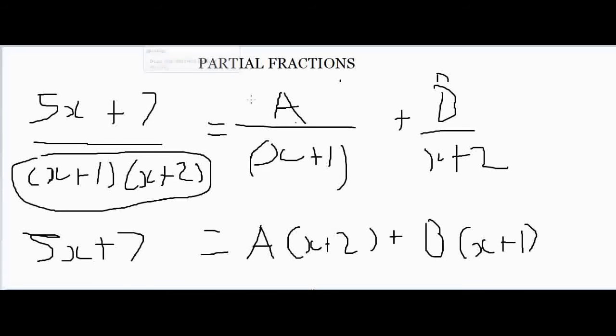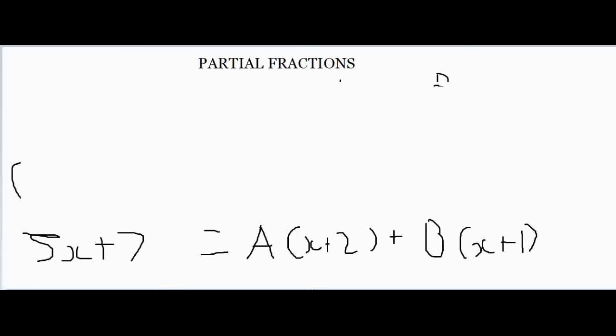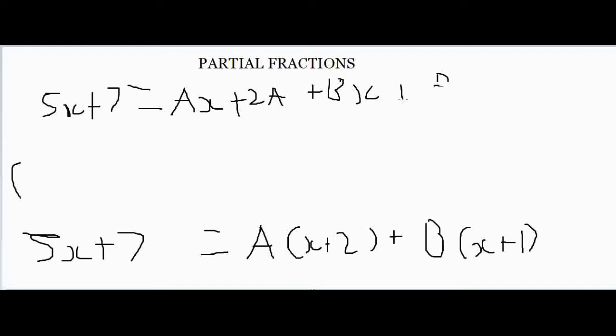Now, if you haven't figured out what we're doing here, what we're basically going to do from here, we're going to expand this and then line up coefficients. So we're going to say that 5x plus 7 is equal to Ax plus 2A plus Bx plus B.